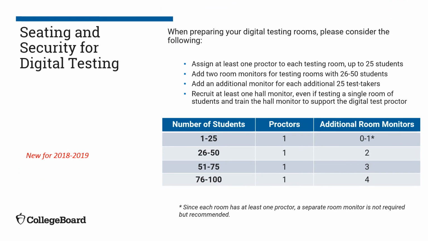When preparing for Test Day, please be advised of these staffing considerations needed to support the digital test administration. You need to plan to assign at least one proctor to each testing room up to 25 students. Add 2 room monitors for testing rooms with 26 to 50 students. Add an additional monitor for each additional 25 test takers. Recruit at least one hall monitor, even if testing a single room of students, and train the hall monitor to support the digital test proctor.